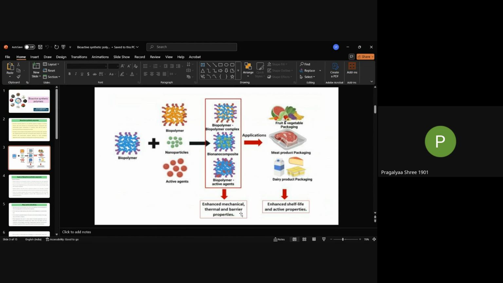So in order to prevent this, we have to choose a material which has low permeability, and it should also possess higher mechanical strength, and thermal resistance should also be higher. We are going to use these materials to pack fresh fruits and vegetables, meat products, and dairy products. We are going to use such biosynthetic polymer materials, and this material will enhance the shelf life and active properties of the products.